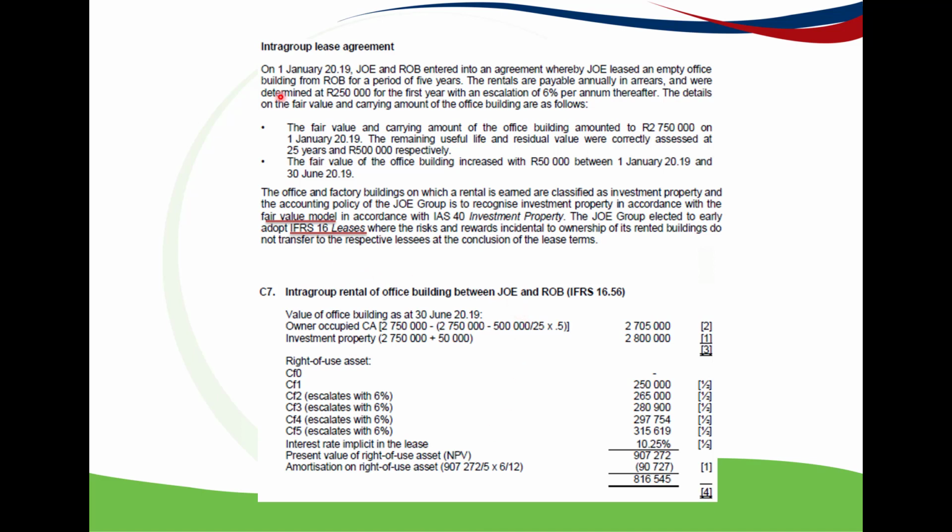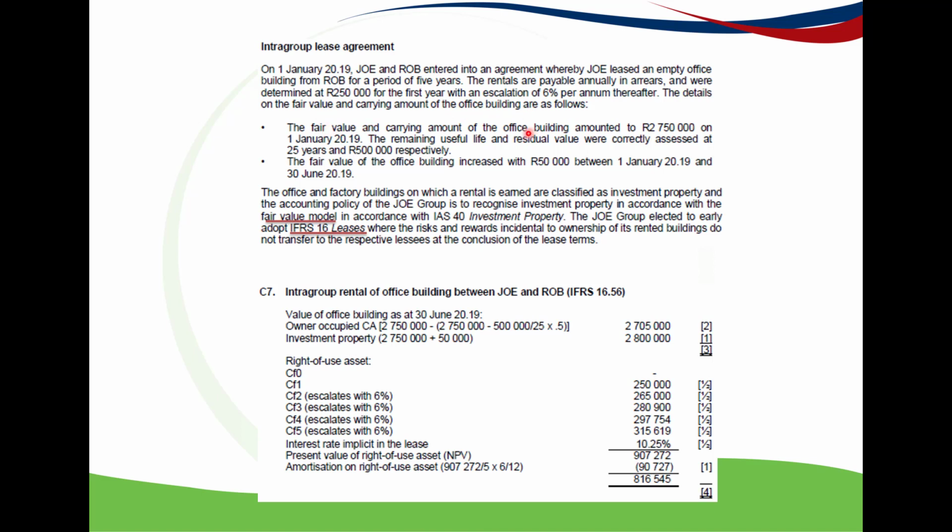And then the scenario also provides us information on an intergroup lease agreement. On 1 January 2019, Joe and Rob entered into an agreement whereby Joe leased an empty office building from Rob for a period of 5 years. So here we can see it is during the current year, and our year end is 30 June, so we know it's for the last 6 months. The rentals are payable annually in arrears and were determined at 250,000 for the first year with an escalation of 6% per annum thereafter. The details of the fair value and carrying amount are as follows.